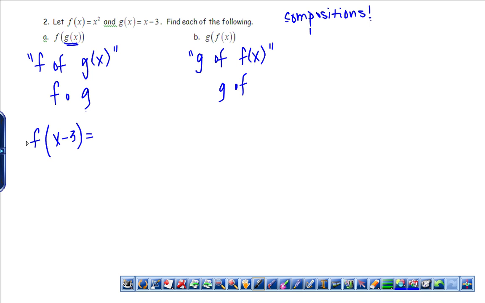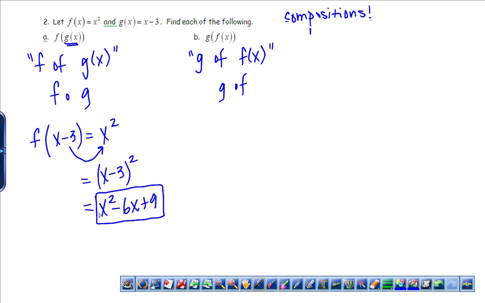So take your f function, which is x squared, and replace that. So now I'm going to have x minus 3, and I'm going to square that. So you're going to double distribute, and that should be x squared minus 6x plus 9. That's all you need to do.